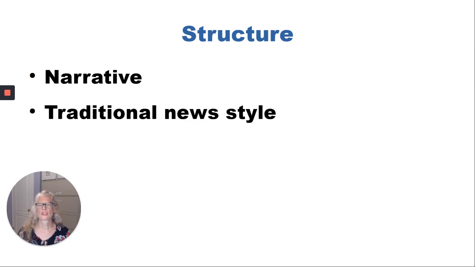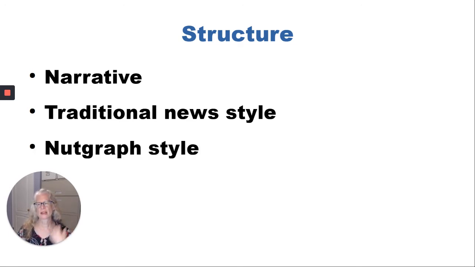Then there's traditional news story. This is who, what, when, where, why, starts at the beginning. So the most important fact happens first, and then you go through all of the other facts. Then there's nut graph style. Nut graph style means that you start off with an anecdote, bringing your reader into the story, and then you present the point of the story, what would have been the beginning at the traditional news style, and then you go on and you describe the story in a narrative fashion.